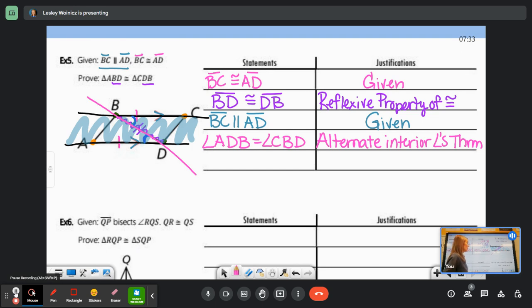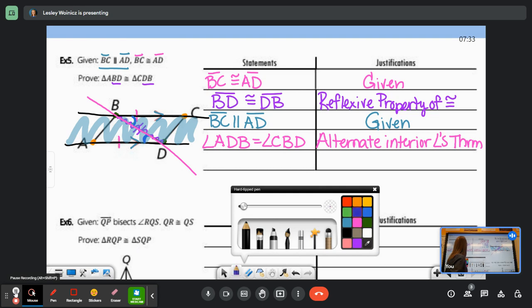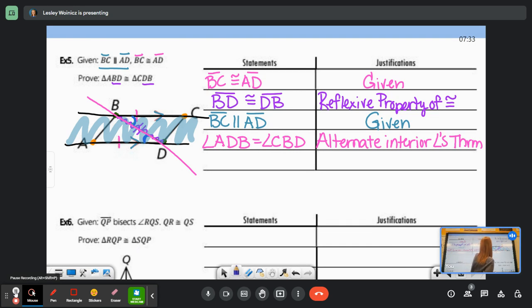Okay, so I've got my two sides and my included angle. I'm ready to say these two triangles are congruent. Triangle ABD is congruent to triangle CDB. Good grief. By side, angle, side.